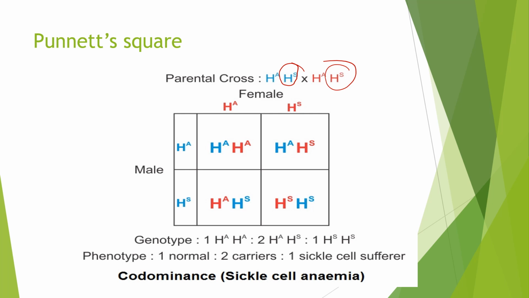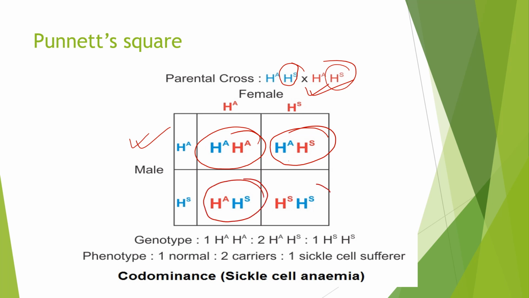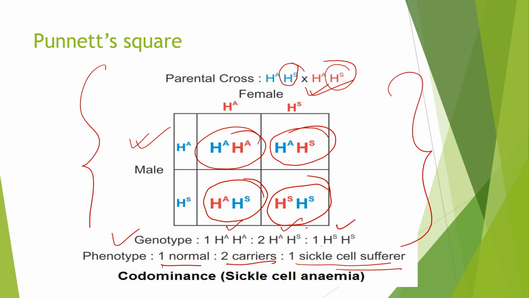After the cross in this Punnett square, suppose here is male and here is female. The first offspring is normal, the second one is a carrier, HA and HS, the third one is also a carrier, and the fourth one is the affected individual. So the genotype will be 1 HAHA, 2 HAHS, and 1 HSHS. What is the phenotype? Phenotype is 1 normal, 2 carriers and 1 sickle cell sufferer. This is how it works, as it is an autosomal recessive disorder.